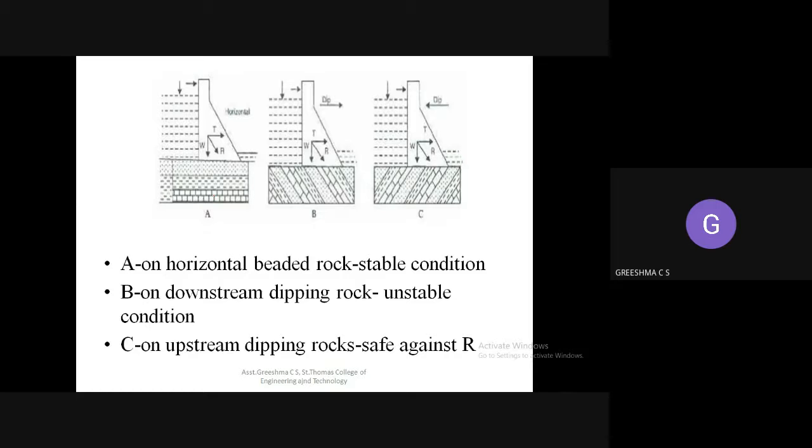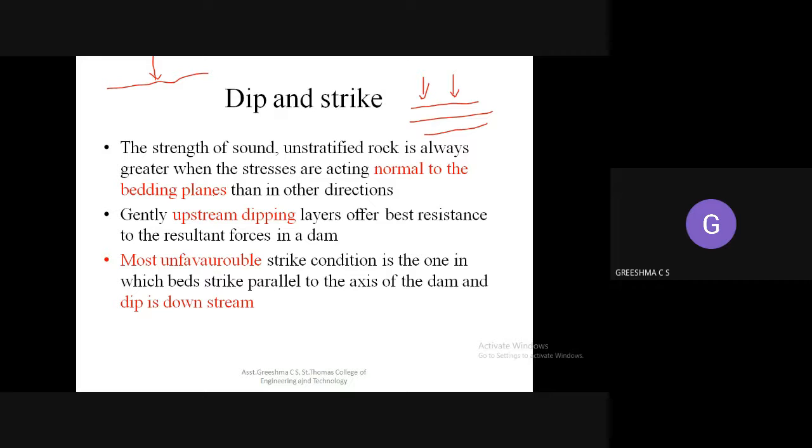I'll tell it first, you will tell it, then you will understand that picture. Here we are talking about the most favorable and unfavorable conditions in terms of dip and strike. In case of a strike, the most unfavorable condition is when the bed strikes parallel to the axis of the dam. So imagine this is the dam, and this is the bed.